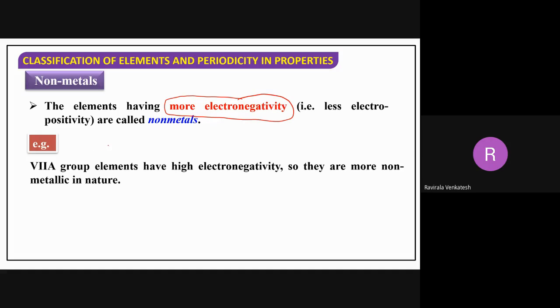But the 7th A group is what? Highest electronegative character, highest non-metallic. Why? Because if they gain one electron, they will get what? Octet configuration. So for gaining that electron, what happens? They undergo more reactions.